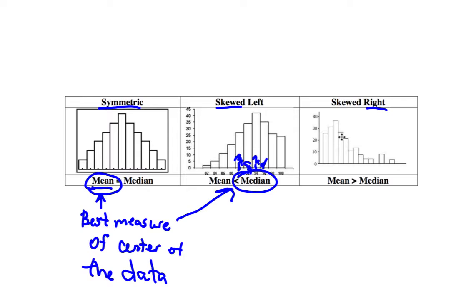Right skewed, on the other hand, the mean is pulled toward the tail, so it's moved to the right of the median, and our median is more here toward the center of the main part of our data set. So again, with right skewed, we'll use our median as our best measure.